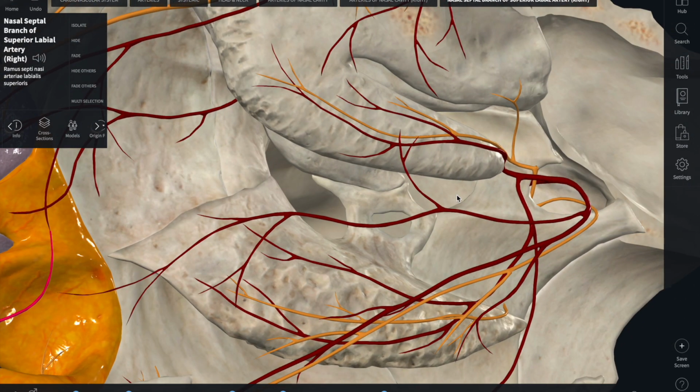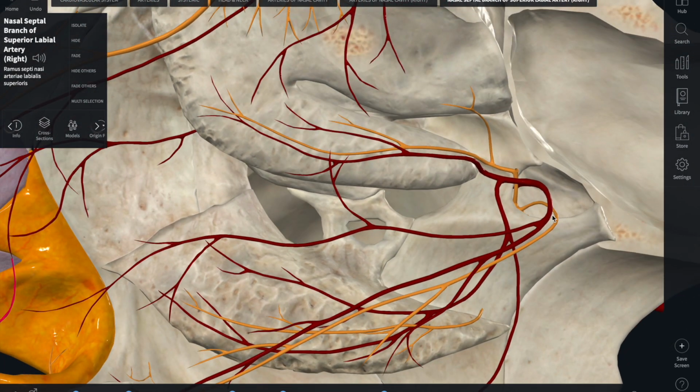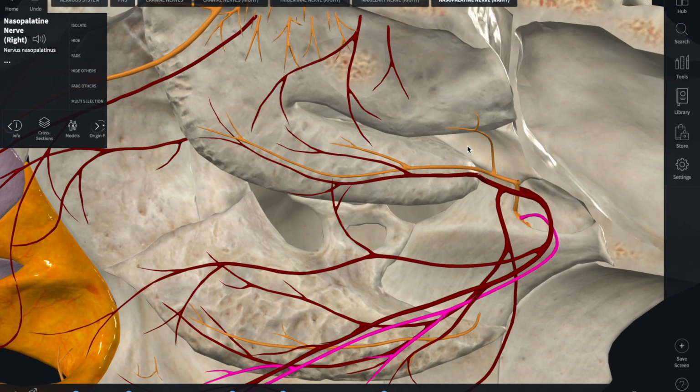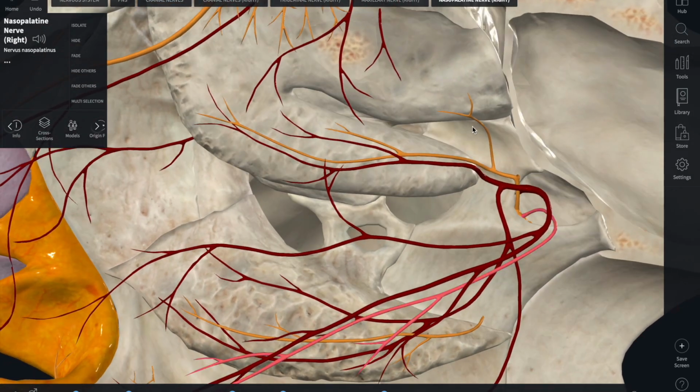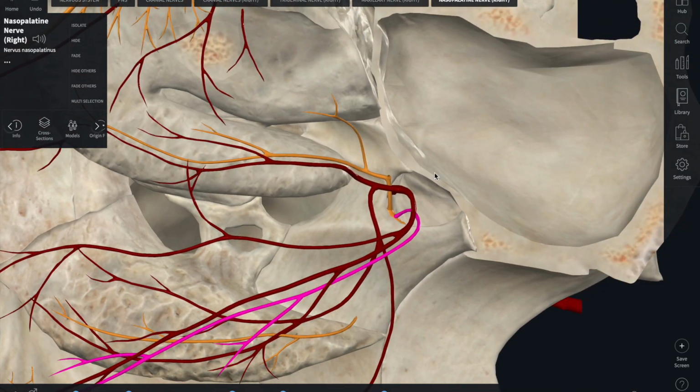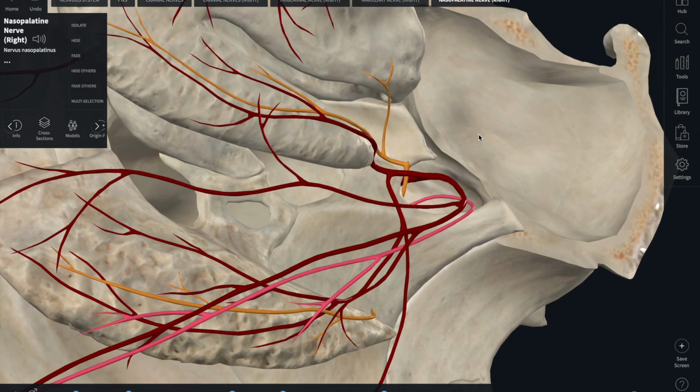It's just up there. Also, this is the sphenopalatine foramen, where the nasopalatine artery and nerve come out of. So that's the sphenopalatine foramen. And this is the sphenoid sinus here. So the sphenoid sinus drains in the sphenoethmoidal recess, but the posterior ethmoidal air cells drain into the superior meatus.